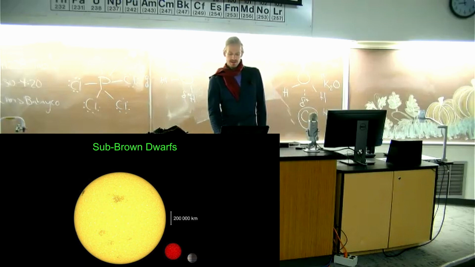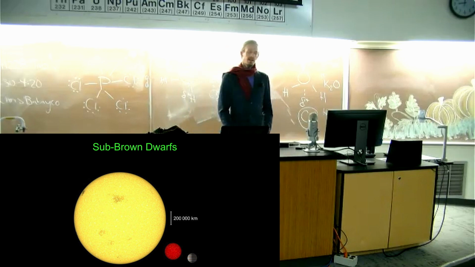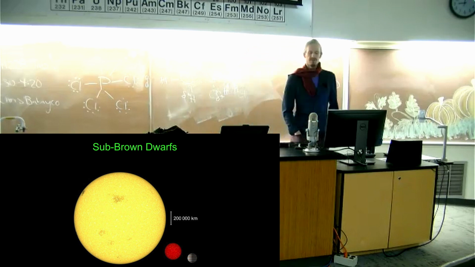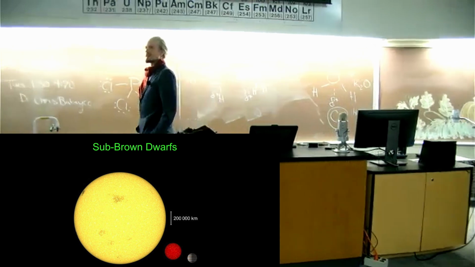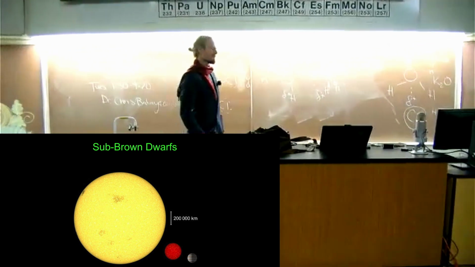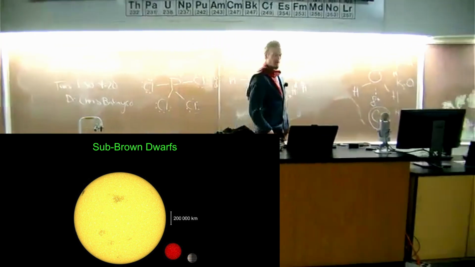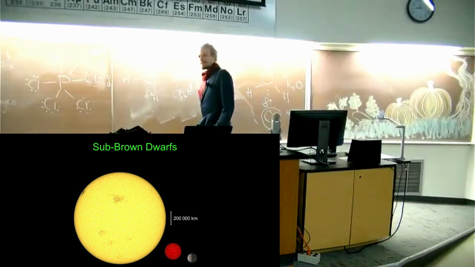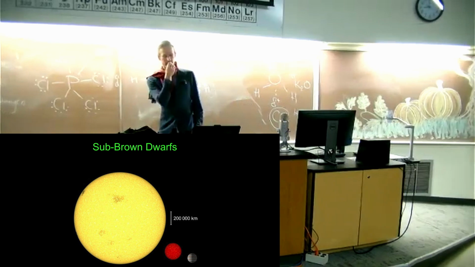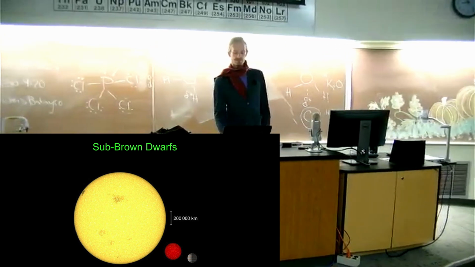What else can we say here? There's another class of even smaller ones, which are below 13 Jupiter masses, but we have difficulty classifying them as planets because they don't have a star system associated with them. This puts them in the strange world of rogue planets, despite the fact that they have very similar composition to stars and dwarfs, brown dwarfs.